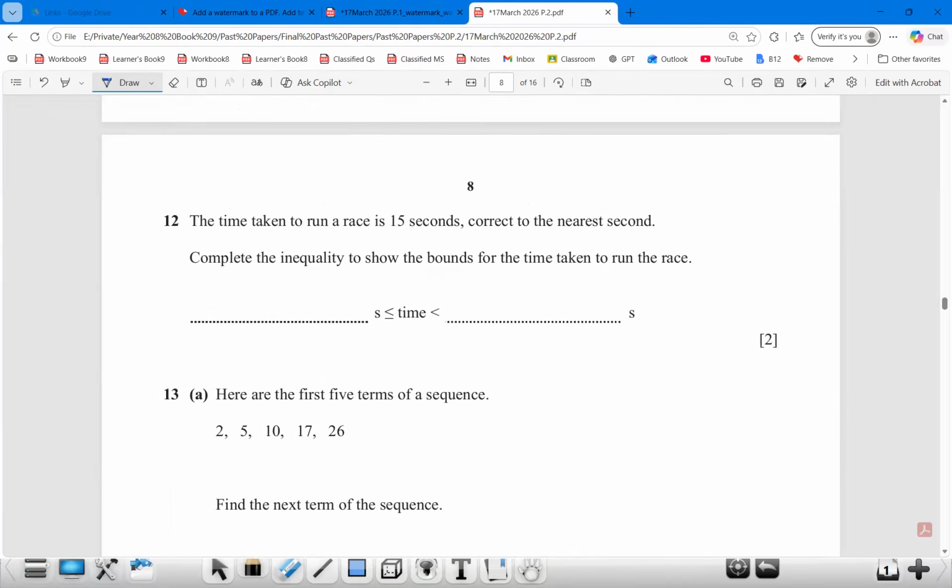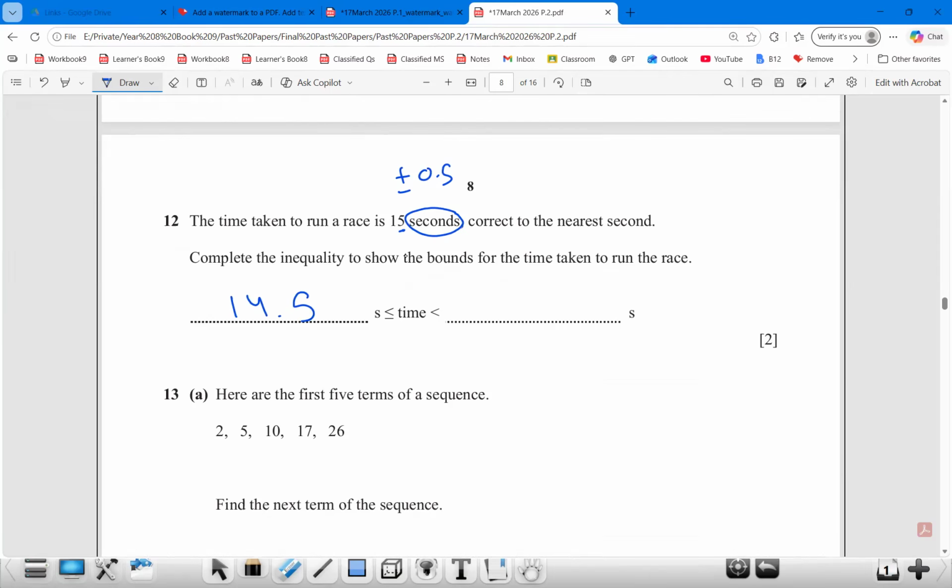The time taken to run a race is 15 seconds, corrected to the nearest second. The nearest second here, because we're talking about seconds, so it's the nearest whole number. To get the lower bound, you minus half, so it's 14.5. For the upper bound, you add half, so it's 15.5.